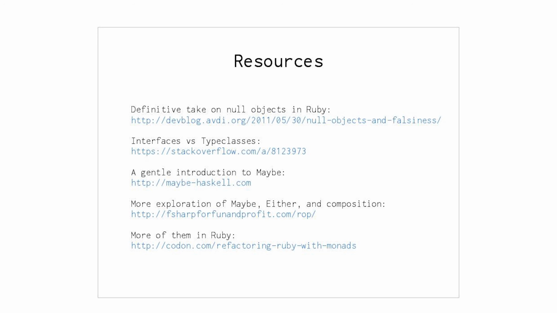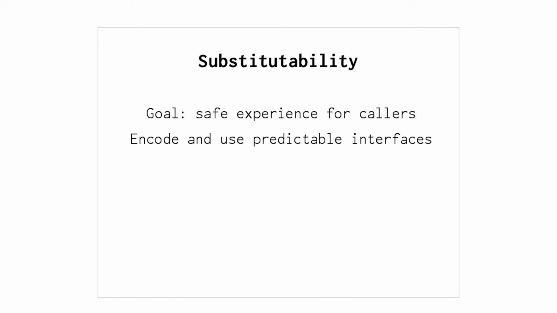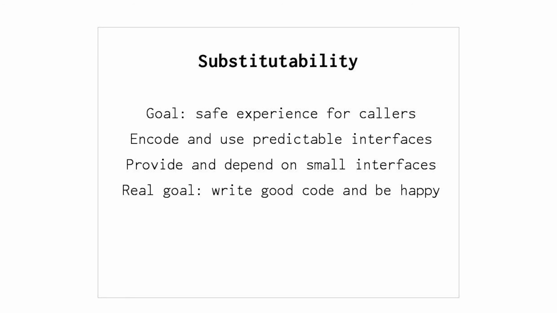I do have time for questions, but let me finish by summarizing what we've been talking about the whole time. It's substitutability. The goal is a safe experience for callers where they don't have to fear NoMethodError or worse, like a subtle difference between objects. We get there by encoding and using predictable interfaces, and we do that by providing and depending on small interfaces, so it's easy to do safe duck typing, because the real goal is to write good code and be happy. Thank you for your time and your attention.